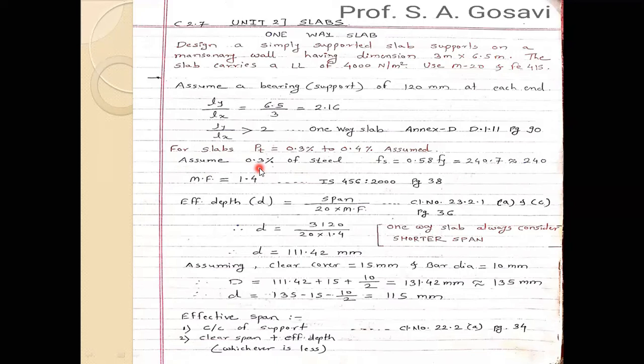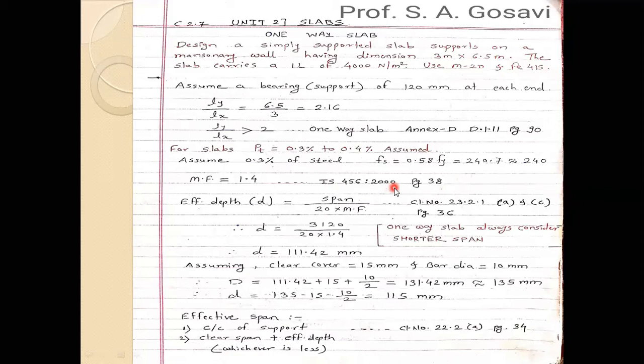Our step number 1 is to decide whether the slab is a one-way slab or two-way slab. That step is over. Now we come to the conclusion that the given slab is a one-way slab. Now our next job is to calculate the depth of the slab. What should be the depth of the slab, that we need to calculate. So for that, what we have done, we have assumed 0.3% of steel. This is the assumed value. Okay. So now we need to go to page number 38 of IS 456 2000.